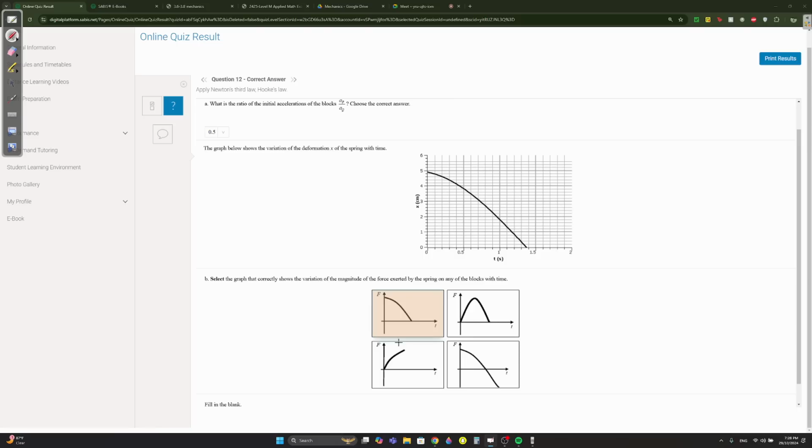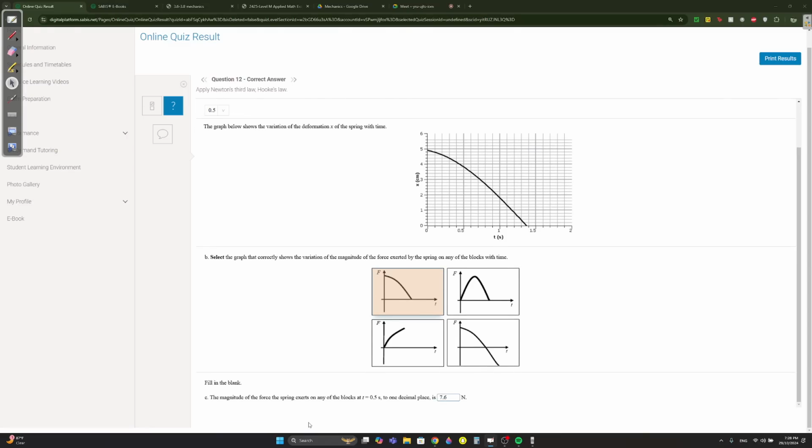Part B. The graph. Over here, they give you a graph of x with time. We know F is equal to kx. So if x is decreasing, then surely the force is also going to decrease with the same proportion. The magnitude of the force the spring exerts at t equals 0.5 is how much?